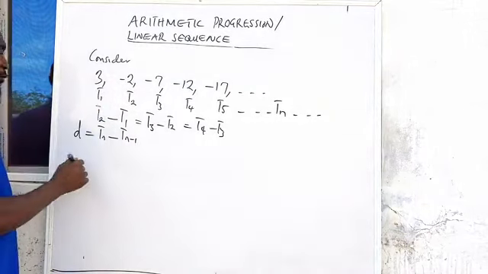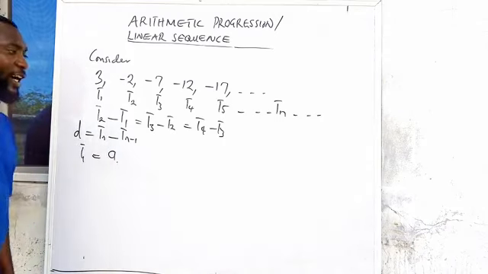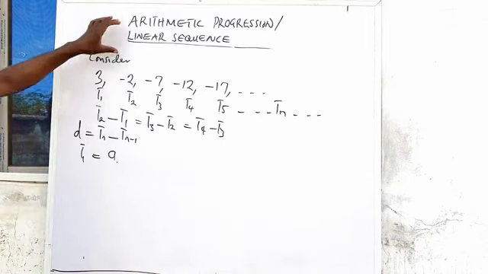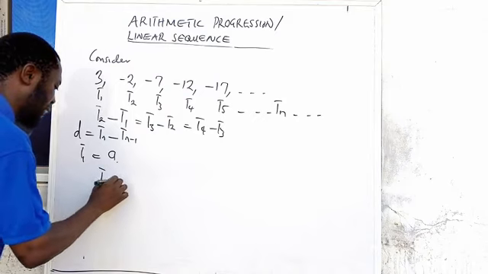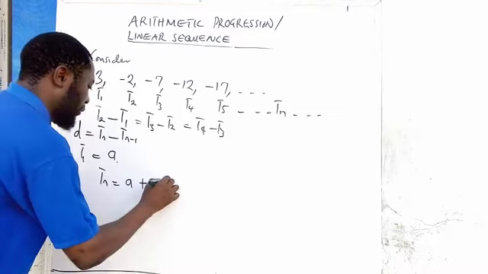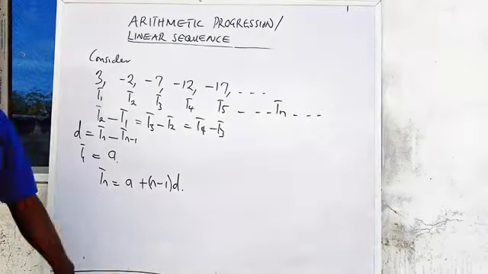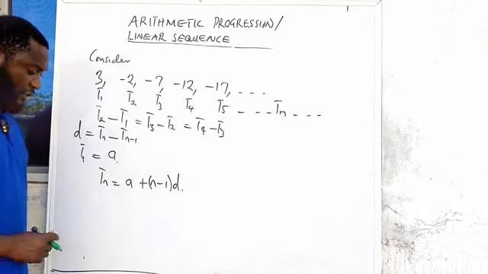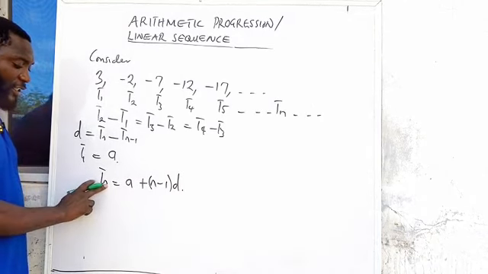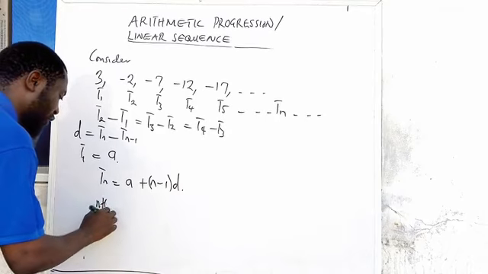Now, here's our first term, T1. T1 is the first term, and we represent that with the letter A. Generally, the formula for a linear sequence or arithmetic progression is given as Tn equals A plus (n minus 1) D. Here is the formula for the nth term of a linear sequence or arithmetic progression. Our Tn is the nth term, that's the position.